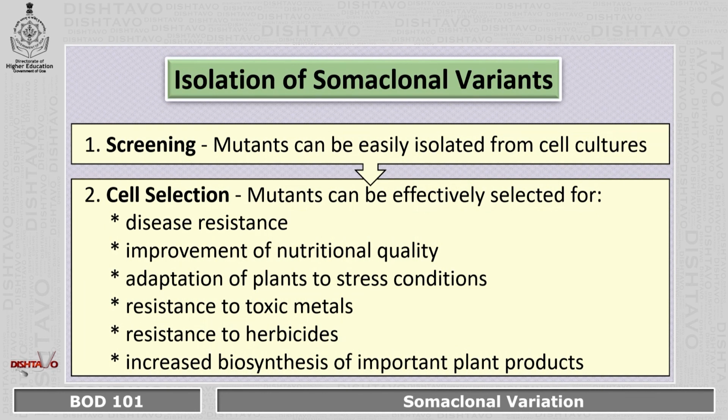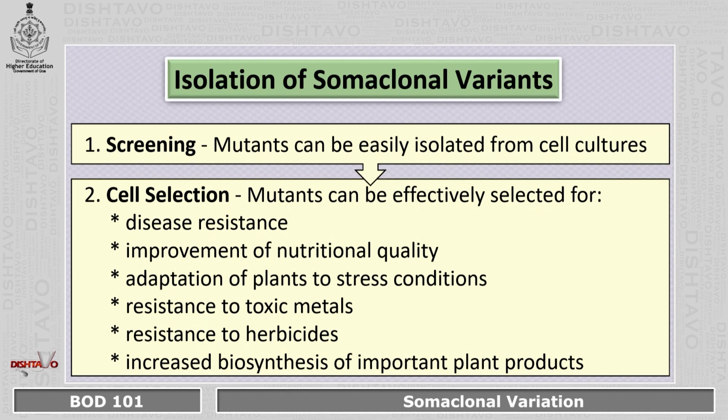Isolation of somaclonal variants. Somaclonal variations occur spontaneously in low frequencies. They can be screened and beneficial ones isolated. Isolation of somaclonal variants can be done by screening and cell selection. For screening, the mutants can be easily isolated from cell cultures.